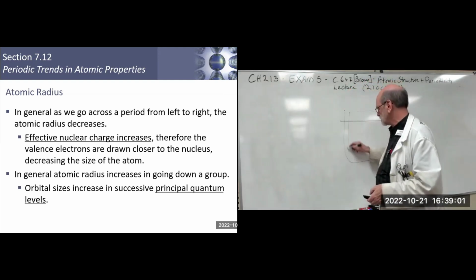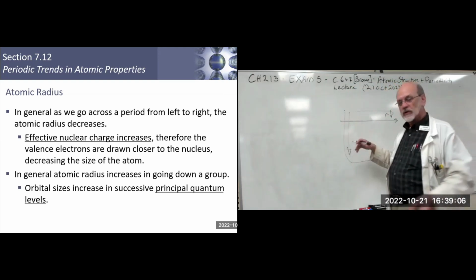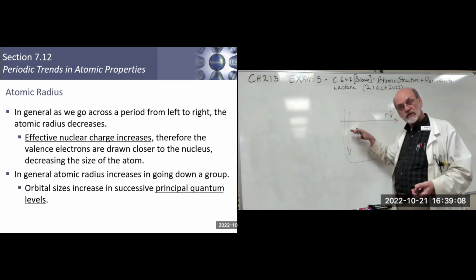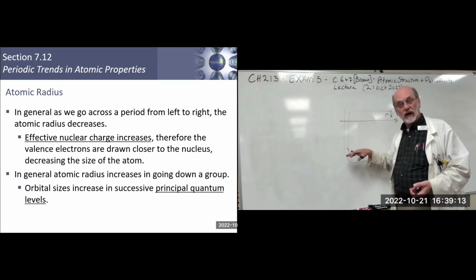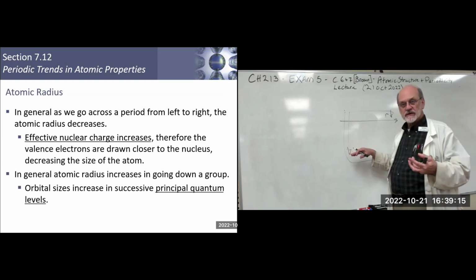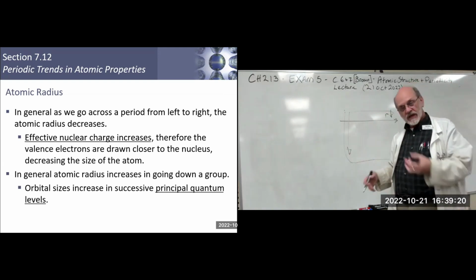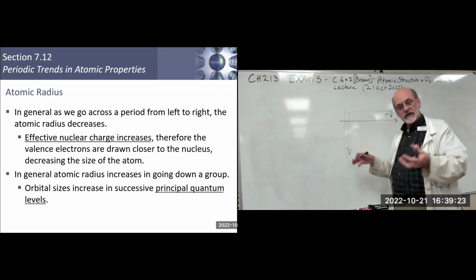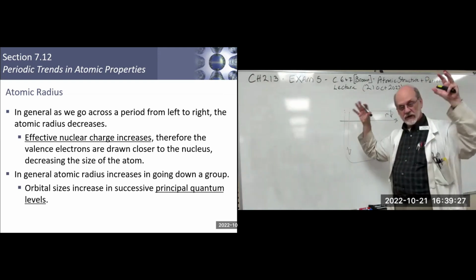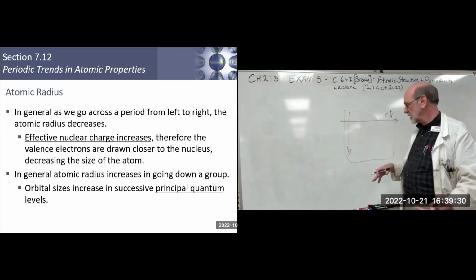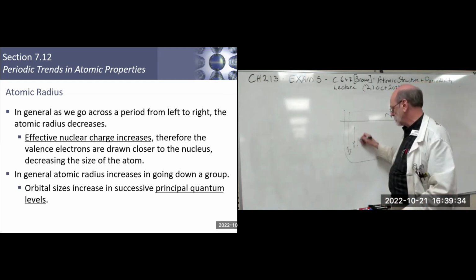From top to bottom, where are the electrons going? They're going into higher orbitals. So even though you're adding more protons, the atom is getting bigger for two reasons. One, the electrons are going into orbitals that are farther from the nucleus, plus those inner electrons are shielding the outer electrons from nuclear charge. So they have more room, right? They don't feel the positive charge as much. So smaller this way and bigger this way.